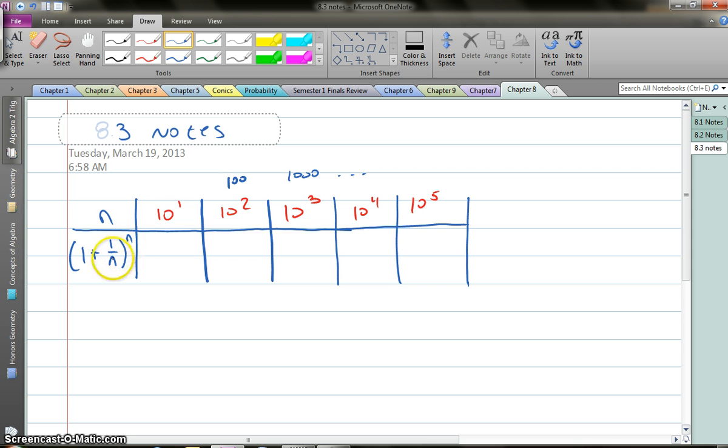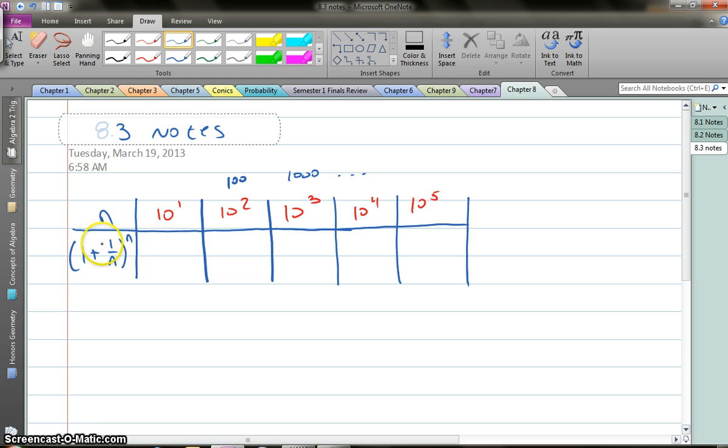So think about it. Inside the parentheses, this fraction, 1 over 100, 1 over 1,000, 1 over 10,000, continues to get smaller and smaller. However, we're raising it to a power that gets larger and larger. So it's kind of contradicting. As this number gets smaller and smaller, this one's getting larger and larger, and a special relationship happens.